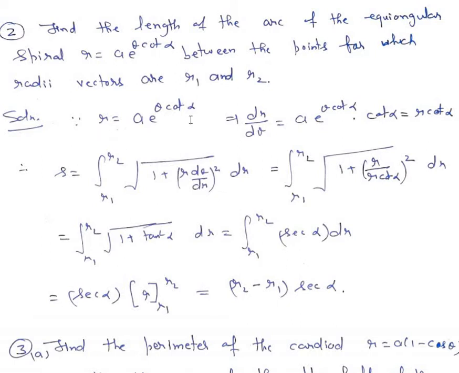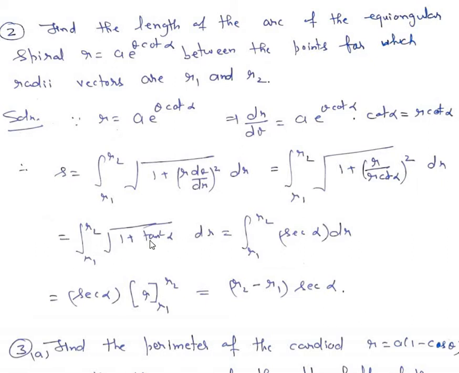Now since r is a e to the power theta cot alpha, so therefore dr upon d theta is a e to the power theta cot alpha into cot alpha. Now a e to the power theta cot alpha is r, so therefore dr upon d theta is r cot alpha. So therefore s is equal to integral r1 to r2 under root of 1 plus r d theta upon dr whole square dr, which is equal to integral r1 to r2 under root of 1 plus, take this to the denominator, so r upon r cot alpha whole square dr, which is equal to integral r1 to r2 under root of 1 plus tan square alpha dr.